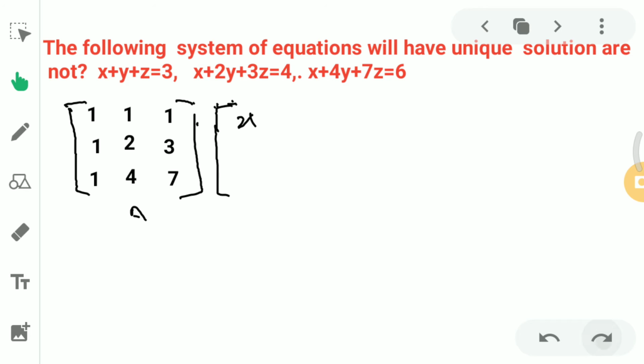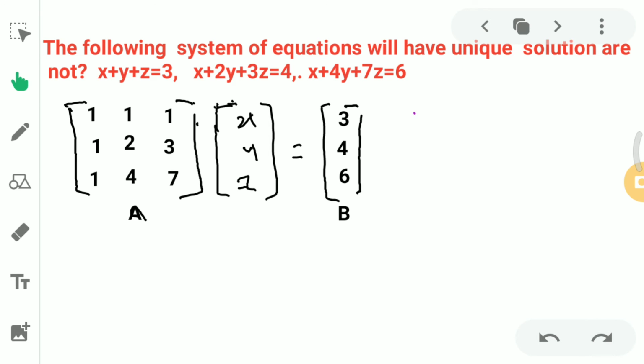And coming to B, what comes after the equal sign will go into the B matrix: 3, 4, 6. Right, there are 3 rows: 3, 4, 6. A was completed and B was completed. Given matrix was written. For the AB matrix, you need to write down the B next to the A.